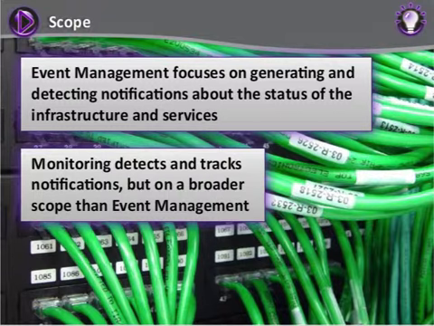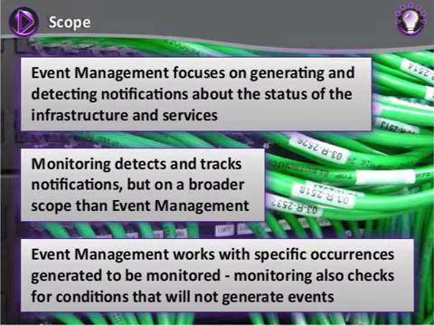For example, monitoring tools will check the status of a device to ensure that it is operating within acceptable limits, even if that device is not generating events. Put simply, event management works with occurrences that are specifically generated to be monitored. Monitoring tracks these occurrences, but will also check for conditions that do not generate events.